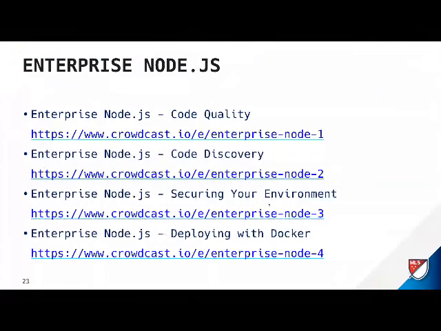So while we're waiting on that, this was the fourth part of a series in Enterprise Node. The first one covered code quality, the second one covered code discovery, and then the third one was about securing your environment. And then this fourth one kind of helped wrap up all those processes. So we see how all these different things come together to help you build these streamlined processes for building, testing, and deploying applications.